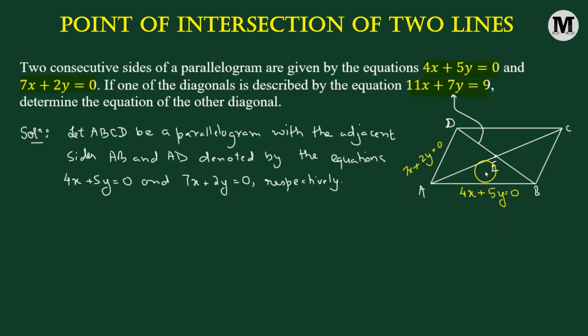First, let's try to find the coordinates of point A. We can easily do that. To find the coordinates of point A, all we have to do is solve the equations 7x + 2y = 0 and 4x + 5y = 0.